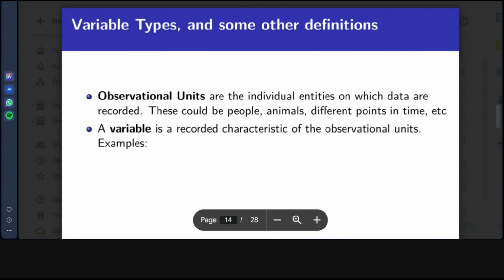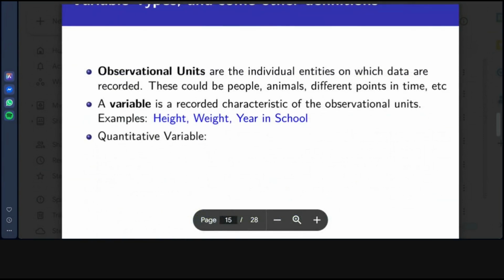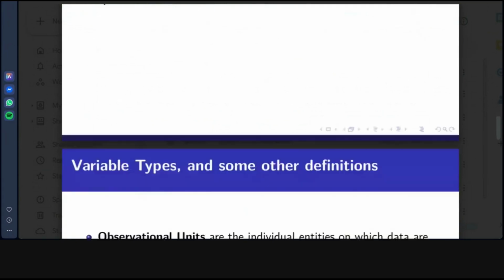What's a variable? Well, a variable is what you measure on the observational unit. So an example would be height, weight, year in school. So by looking at these variables, I think you can guess that the observational units should be people or Hope students, right? In this case. Which of the two here are quantitative? It's actually height and weight. And how do you tell height and weight are quantitative?